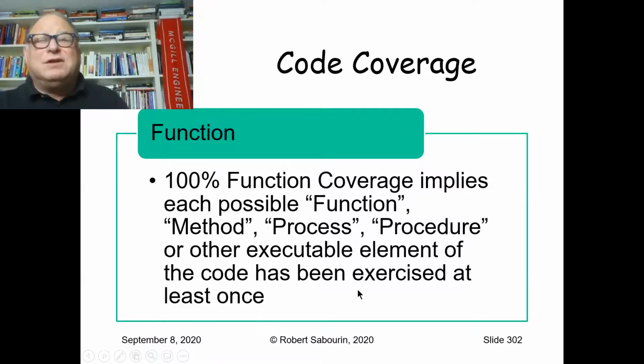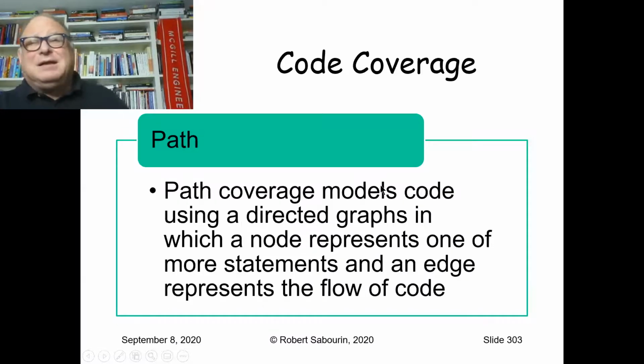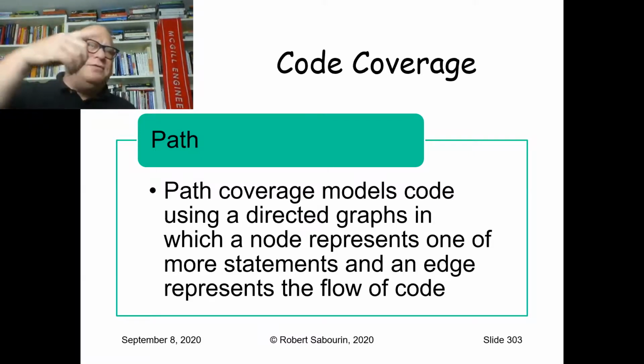Instrumenting the code to look at function coverage is interesting. It tells you what functions we've tested, but tells you nothing about how well or how thoroughly we tested them. Path coverage models are used a lot to help understand how thoroughly we've tested things. This is as popularized by McCabe's methods, cyclomatic complexity, all this type of stuff. Path coverage models basically use directed graphs where the nodes represent statements in the code and the edges represent the flow of the code.